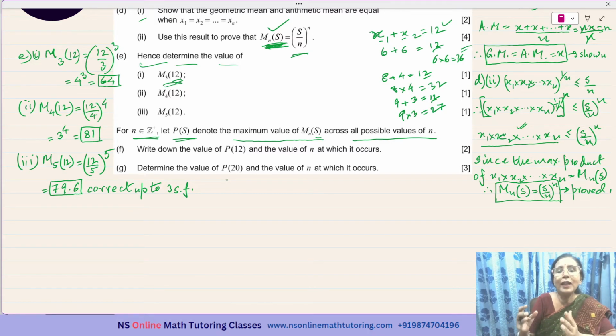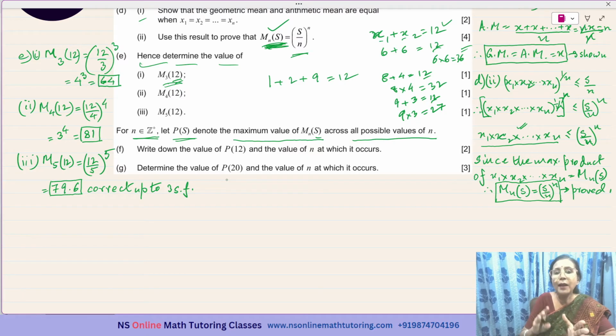Okay, so this is for n equal to 2. But they are saying across all positive possible values of n. So n can be equal to 3 also. Sum total remains the same, 12. So I can write, when n equal to 3, say it is 1 plus 2 plus 9. This is equal to 12. But this time I have taken 3 numbers. And what is the product of these 3 numbers? 1 times 2 is 2, 2 times 9 is 18. So this is 18. Okay.